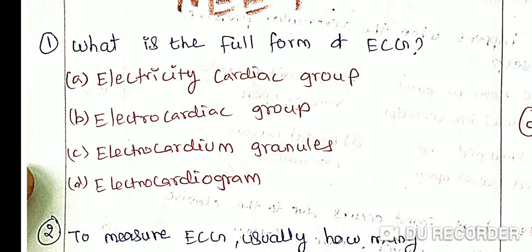ECG stands for electrocardiogram. ECG is the graphical representation of the electrical activity of the heart during the cardiac cycle. It is measured with the help of a machine called electrocardiograph.